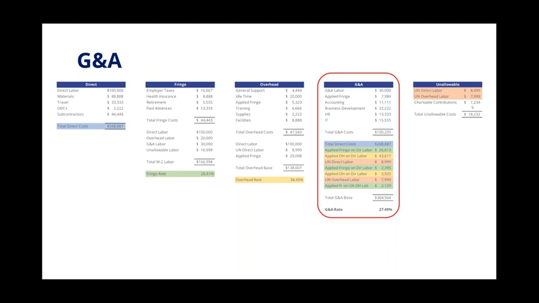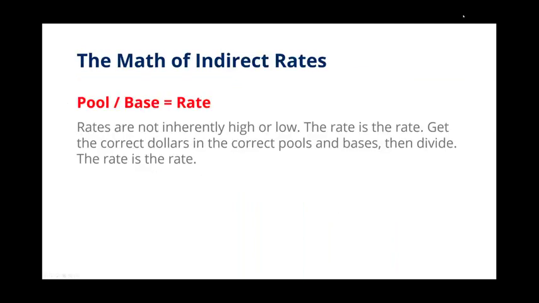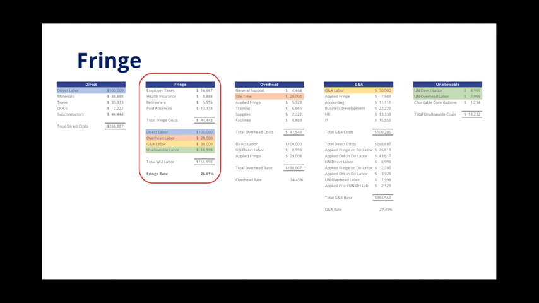Again, I'm going to back up and do a quick review here. Fringe. The example here is that we allocated over all labor, and you can see that we've pulled in direct labor, overhead labor, G&A labor, and unallowable labor in order to calculate, because again, that is still our employee labor. Notice, I don't know that I pointed this out before, that my base of fringe does not include subcontractors, because remember that I said those fringe expenses are paid by somebody else.